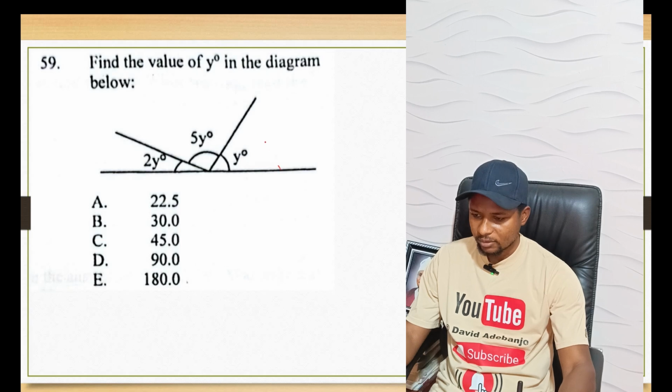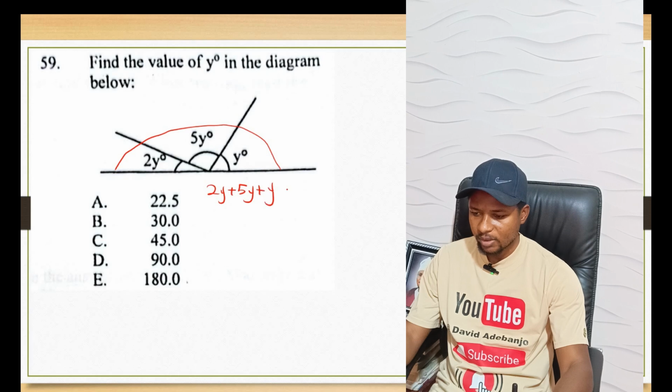Sum of angles on a straight line must give you 180 degrees. So by the time you add 2y plus 5y plus y, that will give you 180 degrees. And 2y plus 5y, that's 7y, plus 1y, that's 8y, equal to 180 degrees. So you divide both sides by 8.